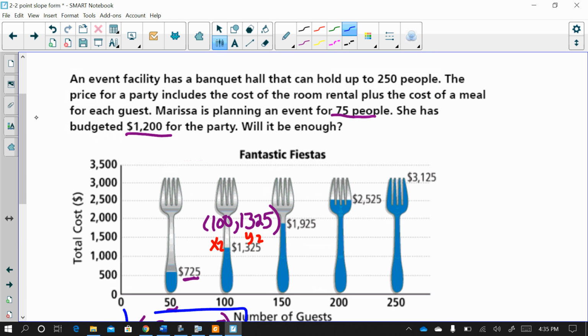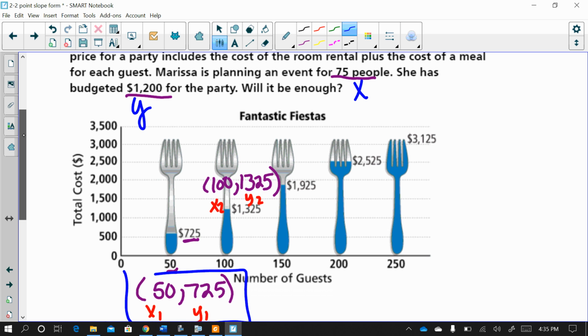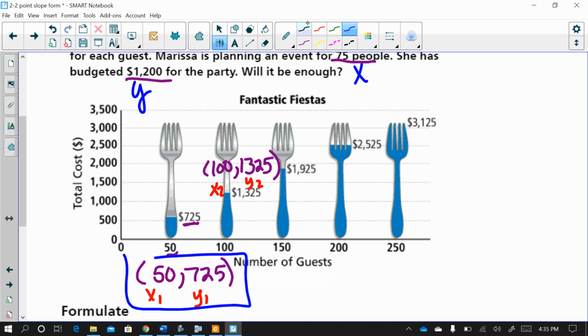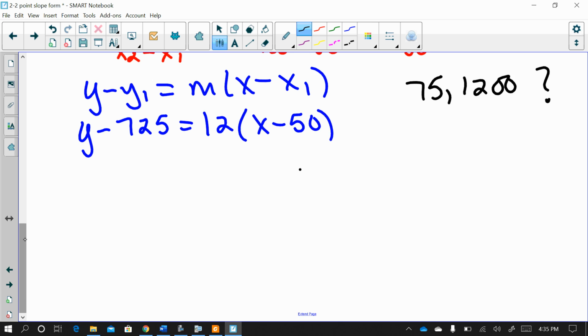Remember the question says she is planning an event for 75 people. She has budgeted $1,200 for the party. Will it be enough? Well, number of guests, so this would be my x, this would be my y. Let's plug in our x and our y and see what happens. So x is 75 and y is 1200. So I know 75, 1200. That's what we want to know. So let's plug and chug.